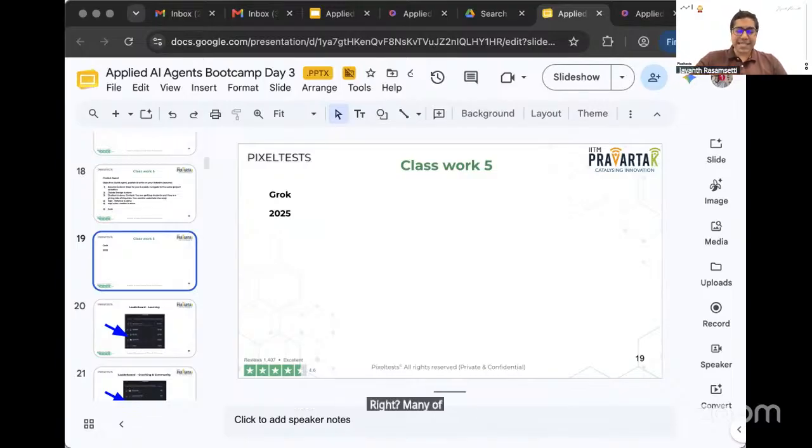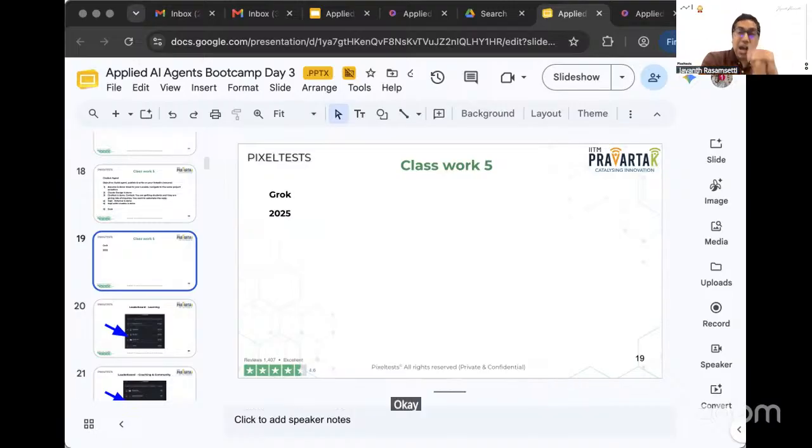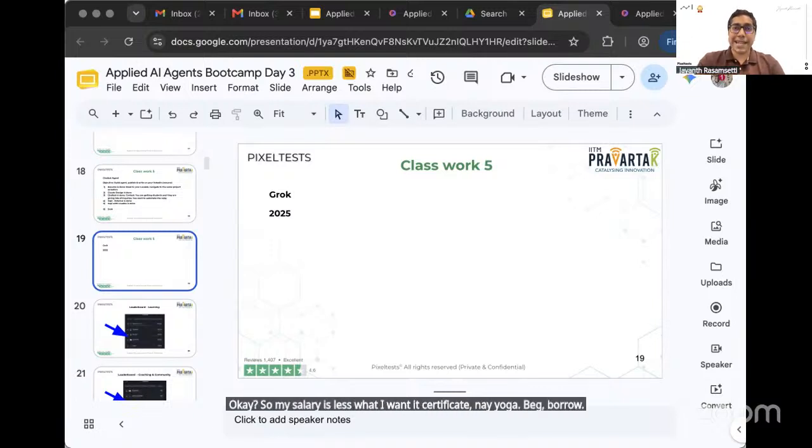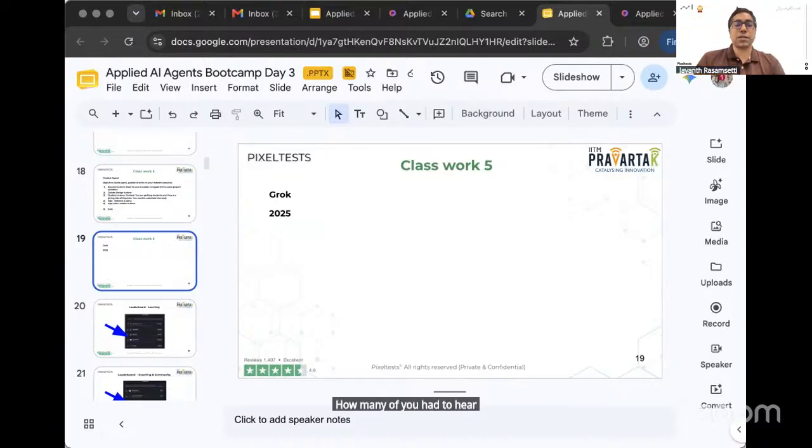Many of you are there, and I sympathize. I've also been there. I know you probably sometimes are taking care of parents, but I've also taken care of parents. Your parents want you to be successful. Success means at least earning some decent income. So winners arrange for money. Okay. So my salary is less, but I want IIT certificate. Nahi hoga. Beg, borrow, steal, buy, do whatever it takes. Get the outcome you want. How many of you had to hear that? Type H in the chat box. Type H in the chat box if you're okay with me pushing you to that.